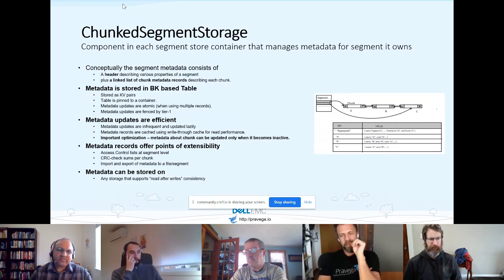The requirements for the metadata store are simple. They need to provide optimistic version-based concurrency. What that means is, in theory, we can use Zookeeper. We can use any key value store that provides version-based optimistic concurrency.